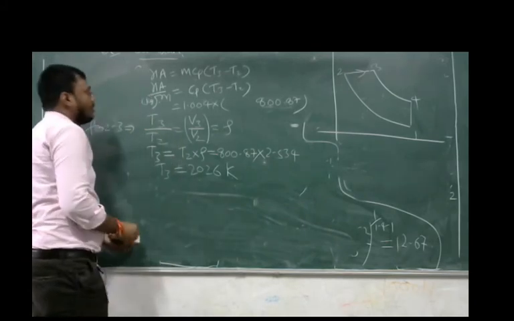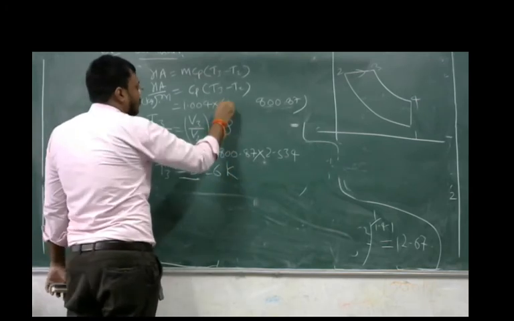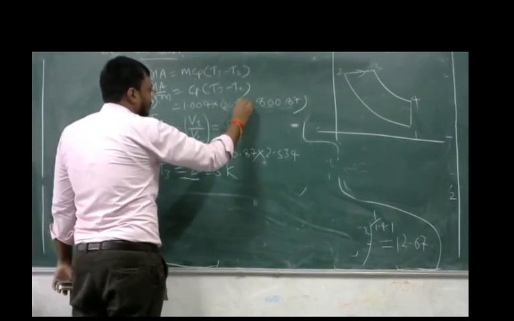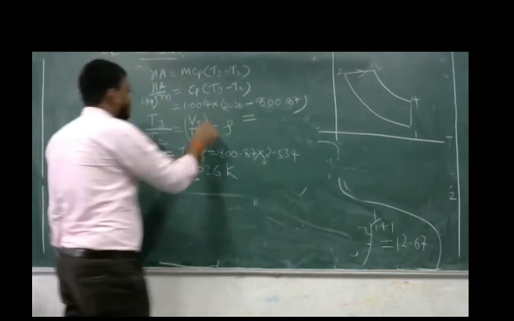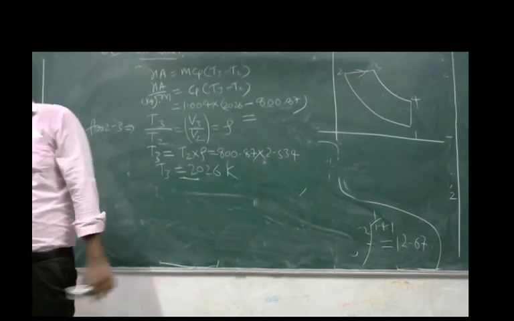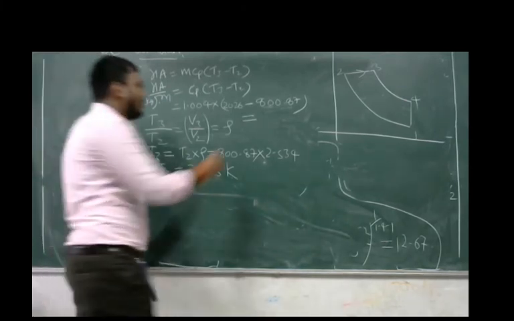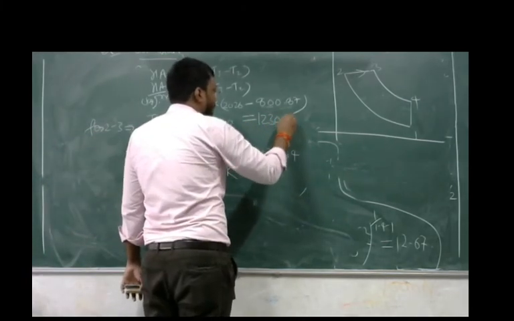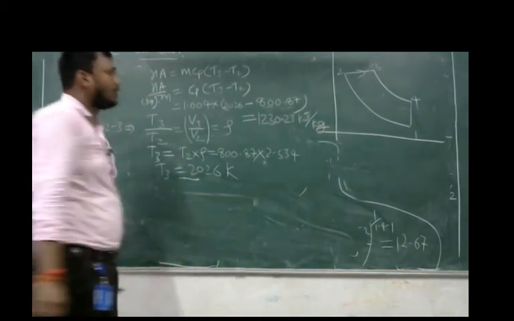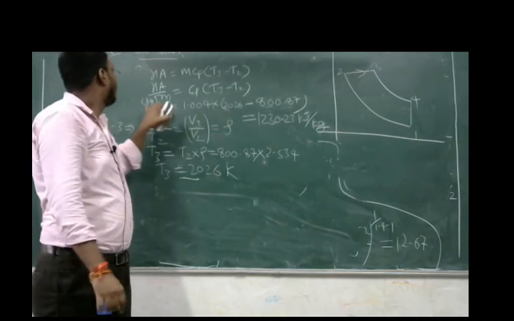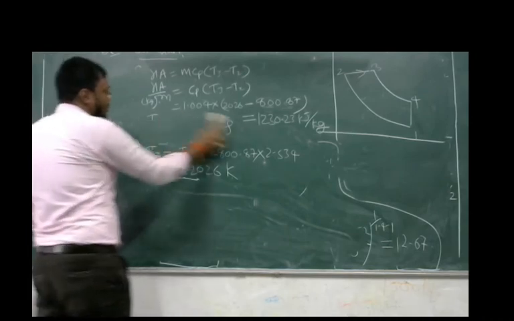So put this value in this formula, 2026 minus 800. So here we get the value of heat addition per kg equal to 1230.23 kilojoule per kg. Calculate this by calculator. So here we get the value of heat addition per kg, 1230.23 kilojoule per kg. Next is heat rejection.